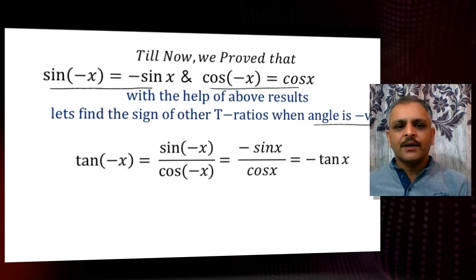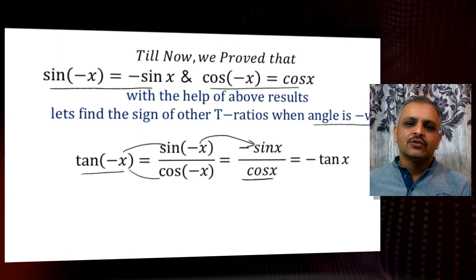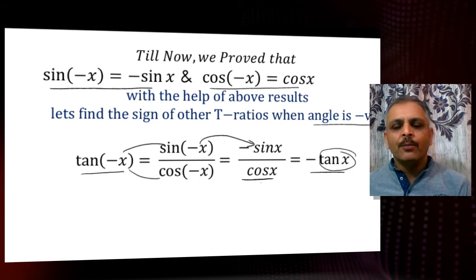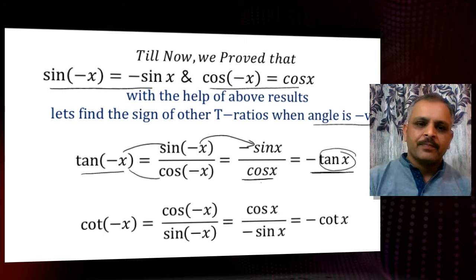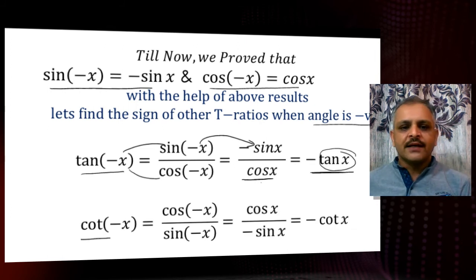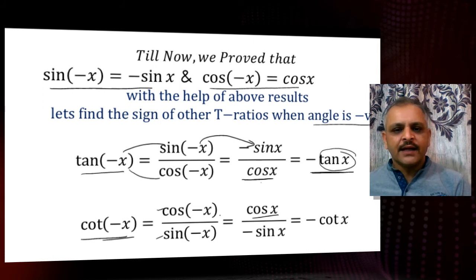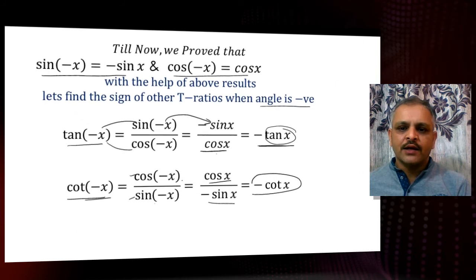So tan(minus x) will become sine(minus x) by cos(minus x), whereas sine(minus x) is equal to minus sin x and cos(minus x) is equal to cos x. So sine by cos, again tan. So we will have tan(minus x) is equal to minus tan x. Next, cot(minus x). Cot is cos upon sine, and cos(minus x) will become cos x and sine(minus x) will be minus sine x. So it will be minus cot x.